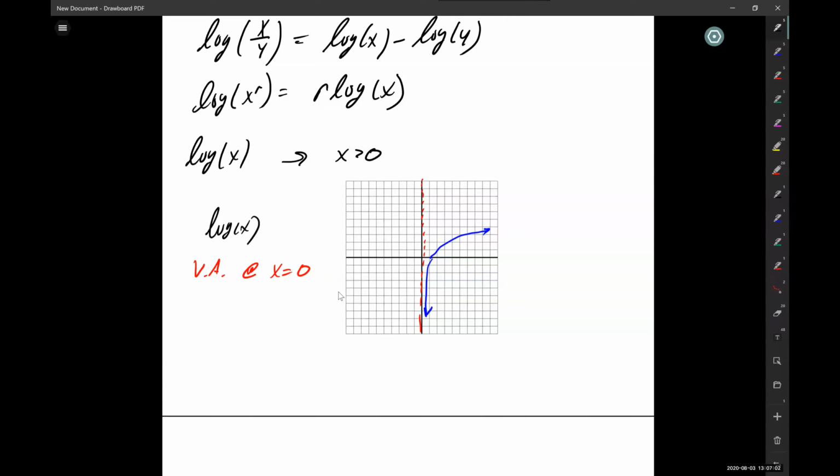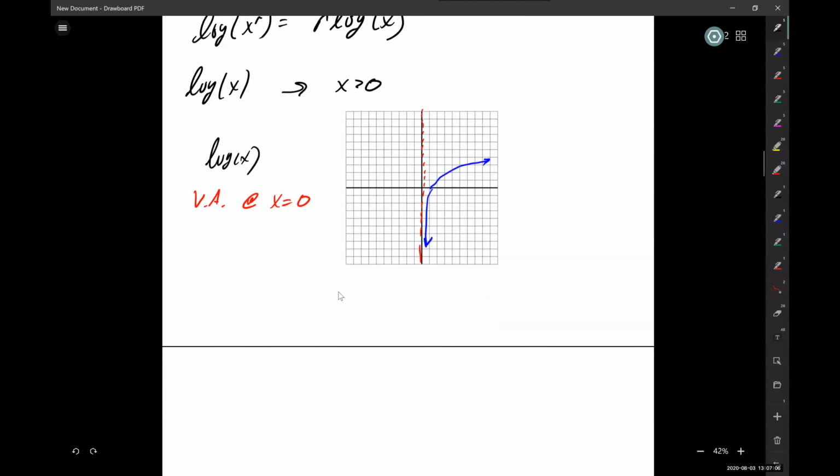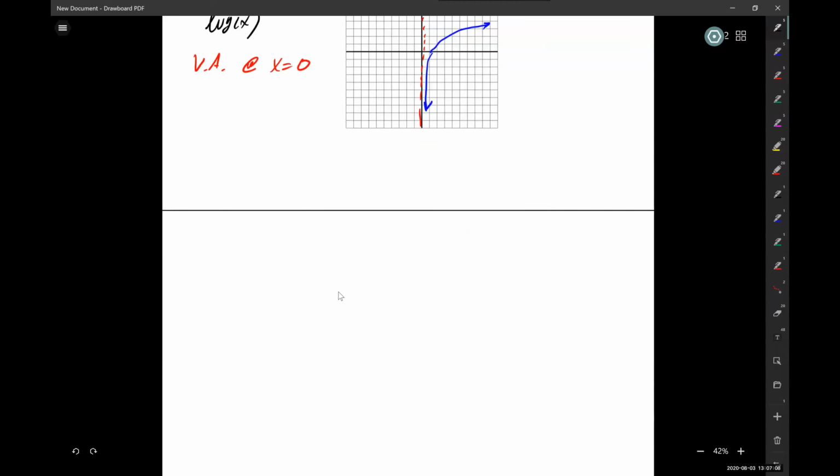In terms of some log properties, right, as a single logarithm.